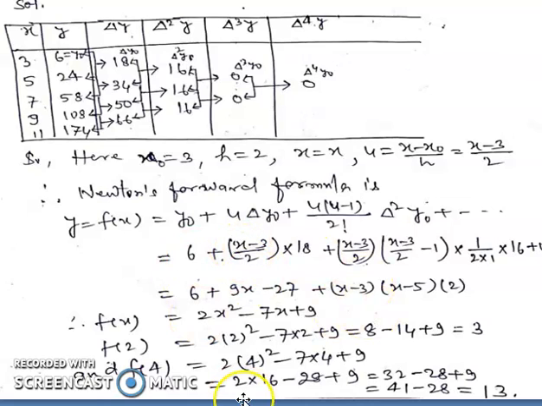So this is the method of Newton's forward interpolation formula, and with the help of this formula we can evaluate all the Newton forward related results. Thank you.